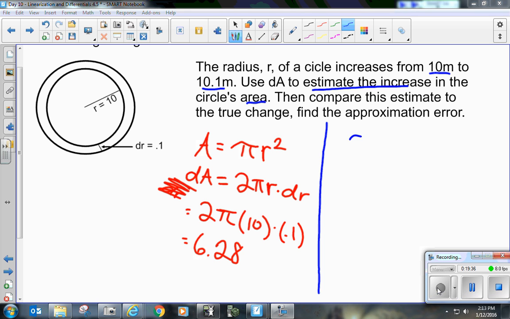So if I do pi r squared, I do pi times 10.1 squared, that gives me the area of the bigger circle. Then I subtract the area of the circle before it changed, pi times 10 squared. Factor out pi, and I get 10.1 squared minus 10 squared, times pi. But why don't I just put that all in the calculator and hit enter and give me 2 decimal places?